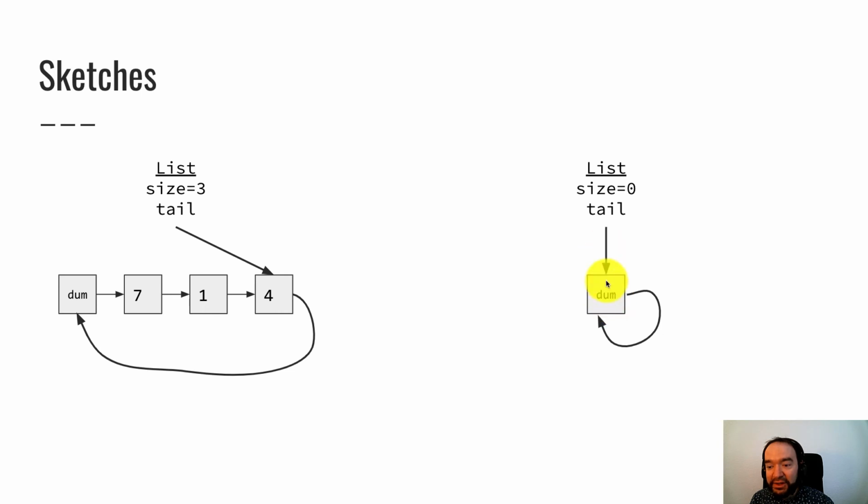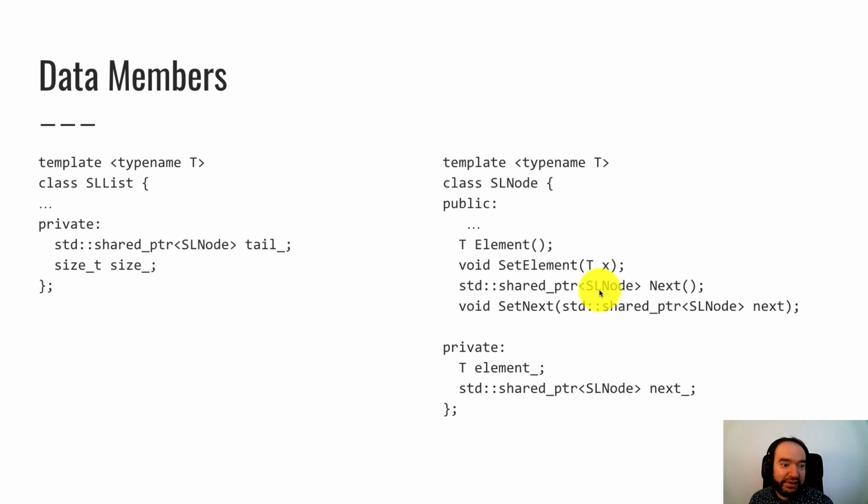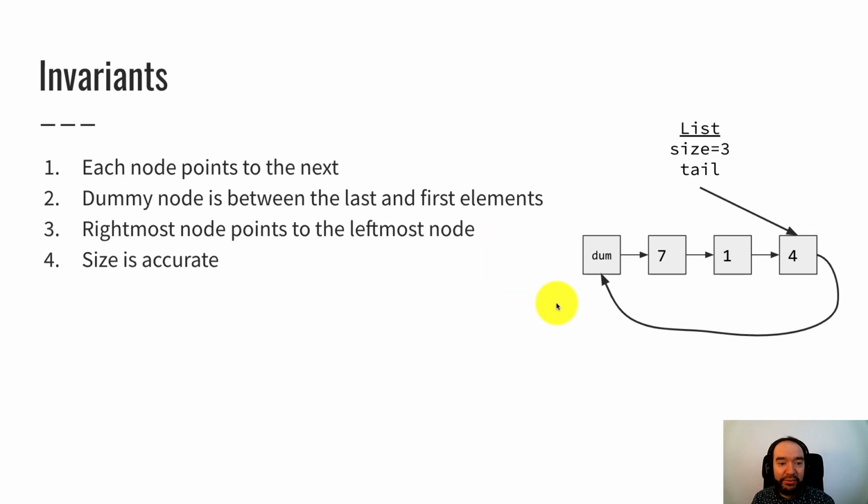The dummy node has 2 incoming pointers, the tail node of the list, and then its own next pointer points to itself. So these need to be shared pointers since there can be multiple pointers to the same object. And we've got the size as a size_t integer. Here's how I could declare a singly linked node. SL is for singly linked. It's a template class again. It has a T element. That's the data we're actually storing, in a way the most important part of this. And then it also needs a shared pointer to the next node. And we have accessors and mutators for the element and the next pointer.